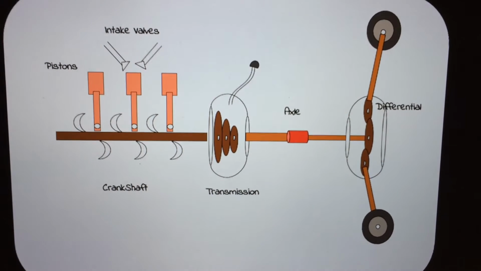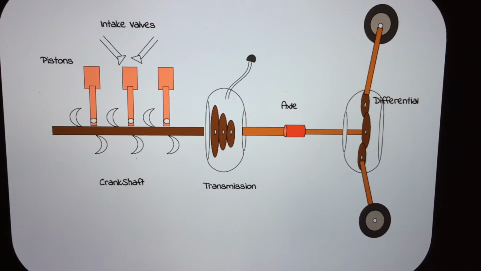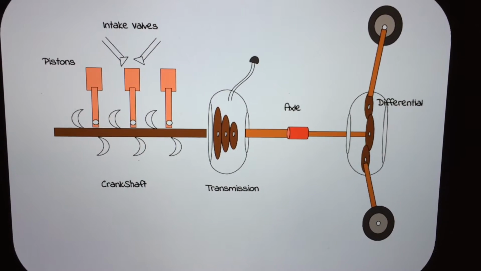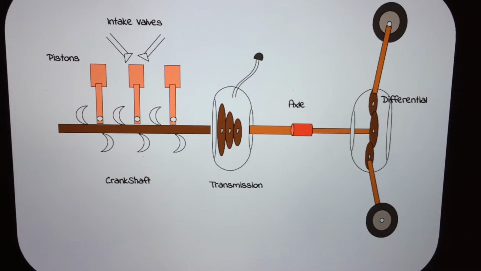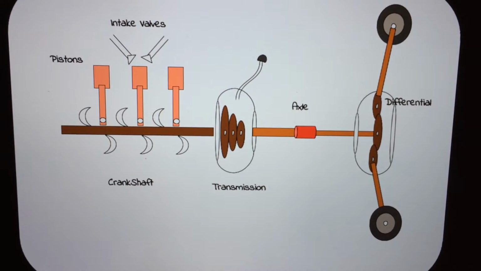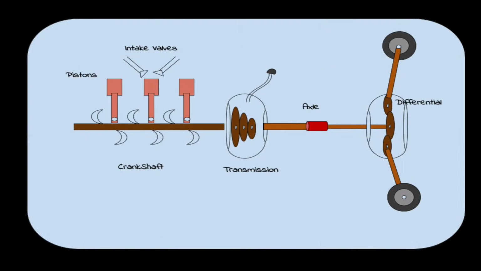In order for a combustion engine to work and move the vehicle forward, you need various parts: intake valves, pistons, crankshaft, a transmission, and a differential are the important parts here. The pistons are made up of lightweight aluminum alloy.